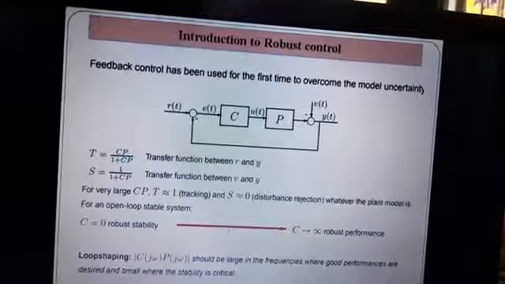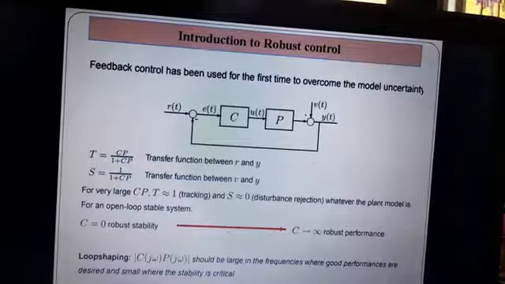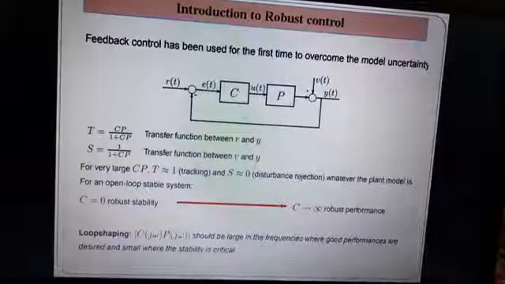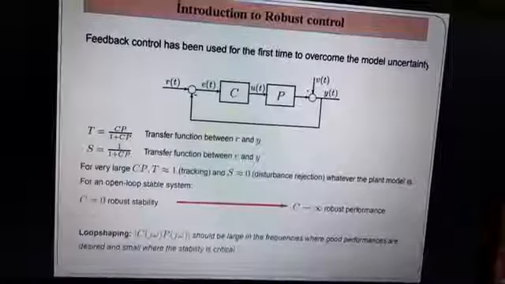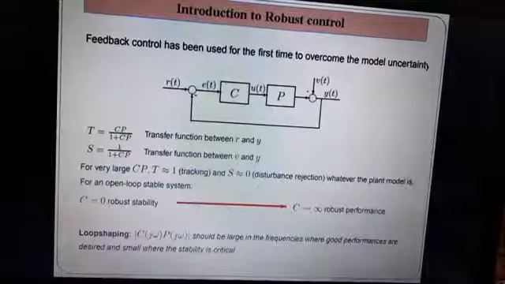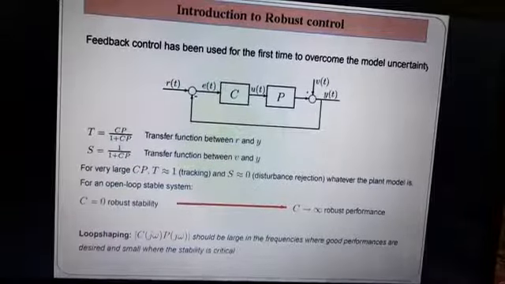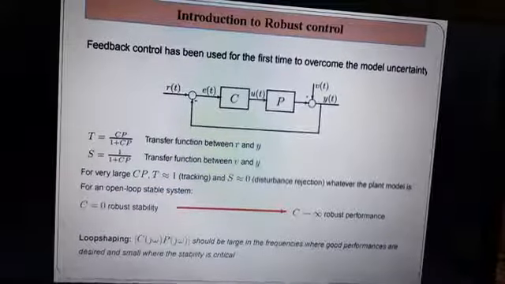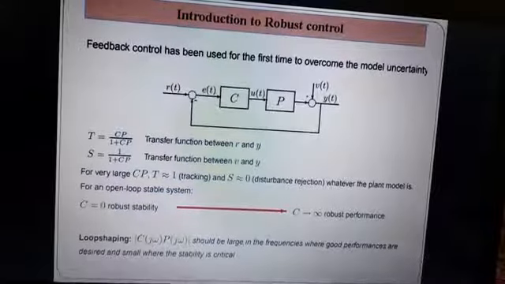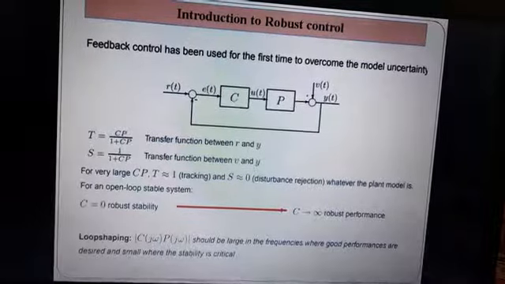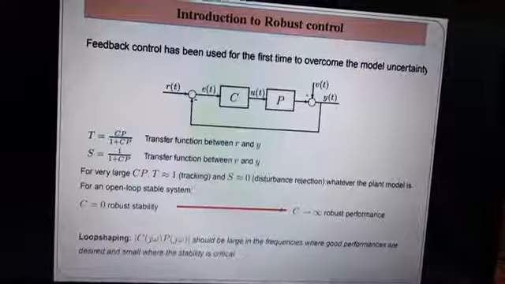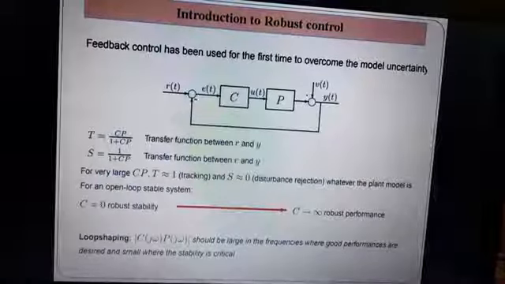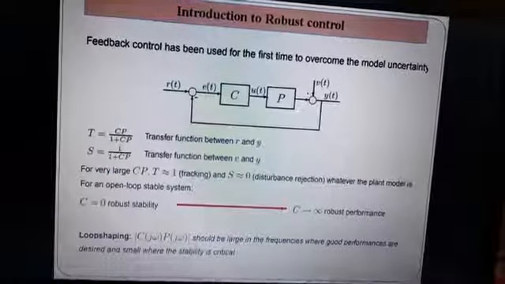So whenever we design any feedback control law, we need to consider model uncertainty and disturbance in the system. By considering those things in our design, if we design a feedback control law, it will be robust. At that time your controller will provide robust performance for the system.